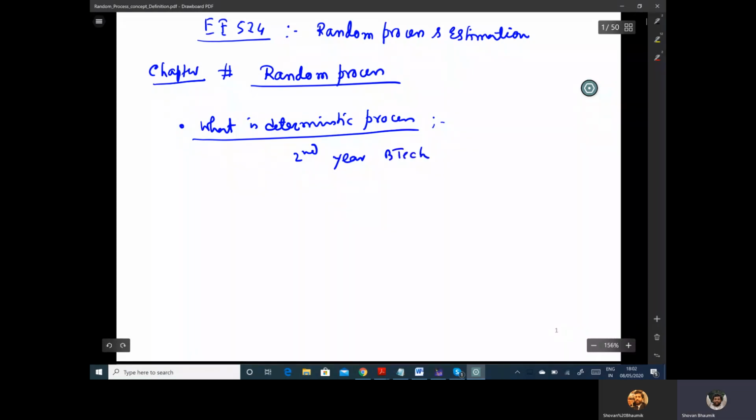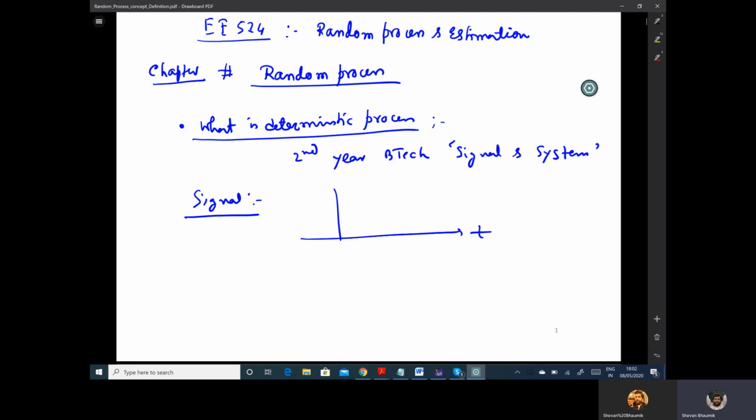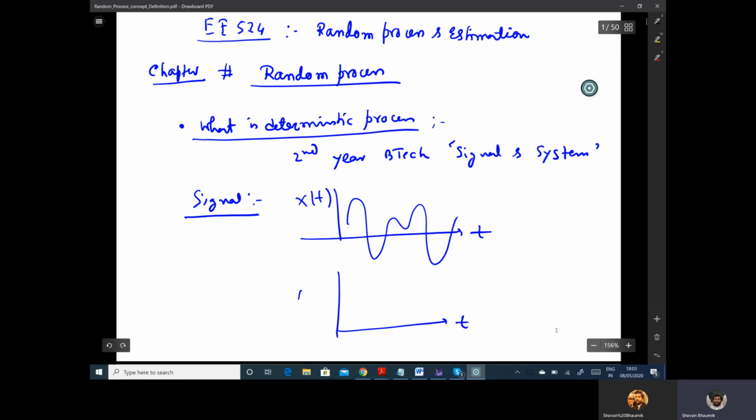signals and systems, all of us read signals and systems. And there we see the signals are the quantity or physical parameter which is varying with time. So what is a signal? A signal is the physical parameter or quantity which is varying with time. Let's say we have a time t and some amplitude x, and it is varying with time. Or we have t and x(t), it is varying with time.